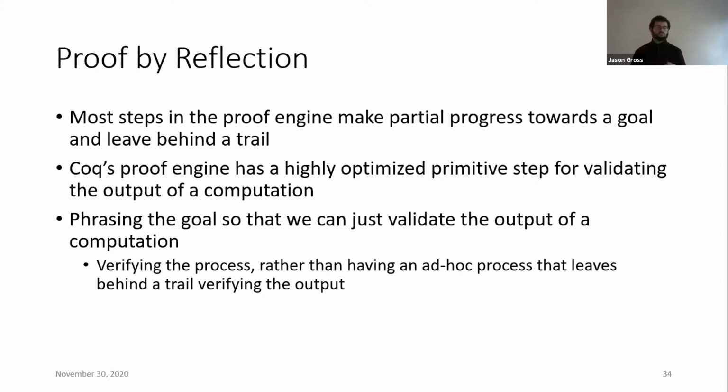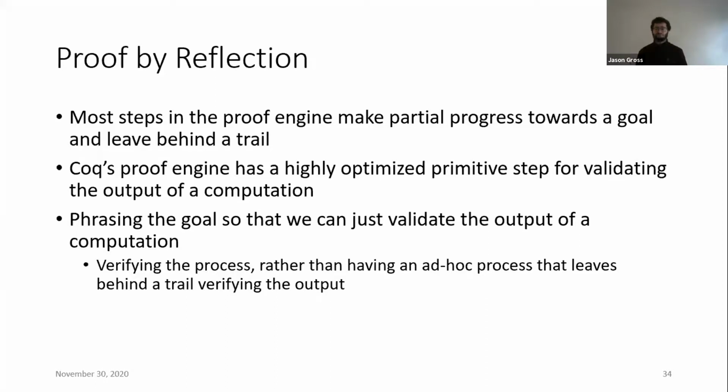Proof by reflection is about using a different sort of step in the proof engine. Most of the steps in the proof engine make partial progress towards proving some goal and leave behind a trail. Coq's proof engine has a highly optimized primitive step for validating the output of a computation. This goes under the name VM compute or native compute. And proof by reflection is about phrasing the goal in a way that we can just validate the output of a computation in order to prove the goal. It's really about verifying the process rather than having an ad hoc process that leaves behind a trail.